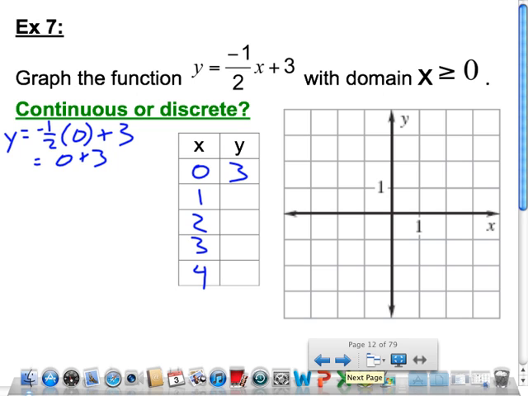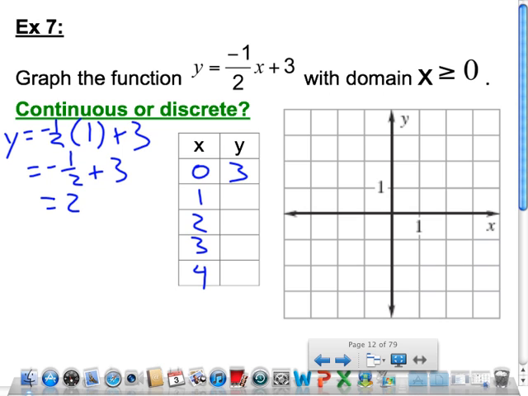This is an XY chart, by the way. This is how we're going to kind of create tables and graph. We've already talked about these a little bit. Plug in 1, you get y equals -1/2 times 1 plus 3. That's -1/2 plus 3, which is going to leave you with +2.5.